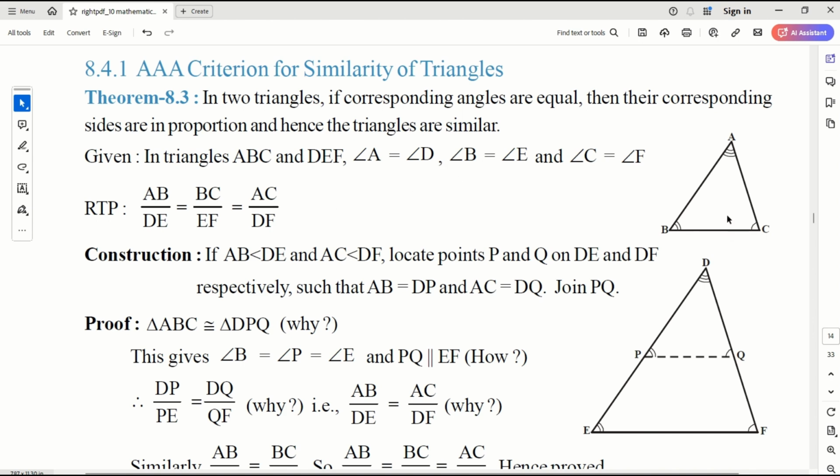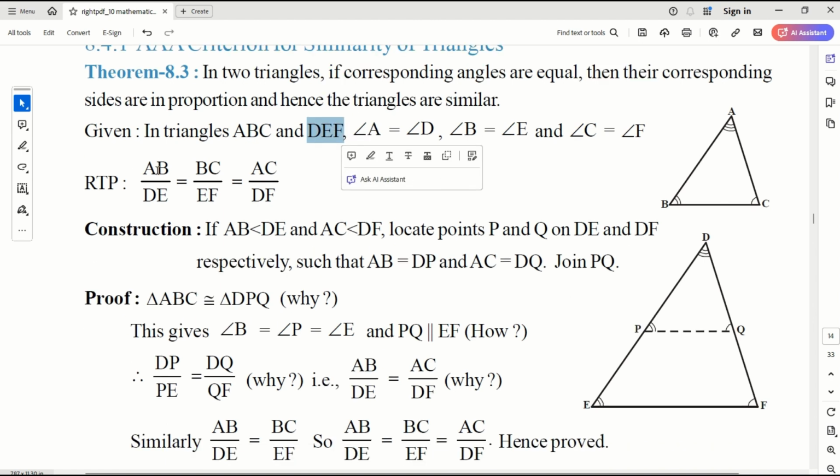Now there are two triangles ABC and DEF. Angle A is equal to D; A's corresponding angle is D, B's corresponding angle is E, C's corresponding angle is F. That is how you write the order of the letters. Now AB by DE equal to BC by EF equal to AC by DF. This is what we are required to prove.